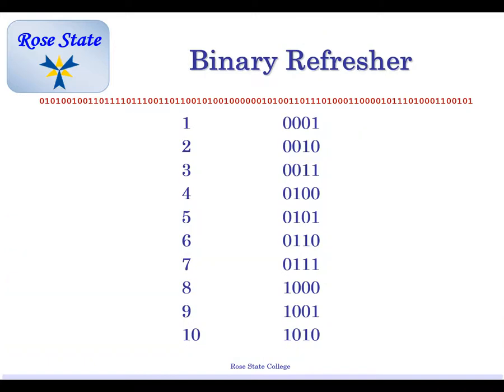Okay? All right, let's cover binary real quick. We're going to get back to the keys. If you don't know how to count in binary, it's actually very simple. It's much easier than decimal. Decimal is 0 through 9 and 10, that kind of stuff. Binary is 0 through 1. Then you go back. Okay?